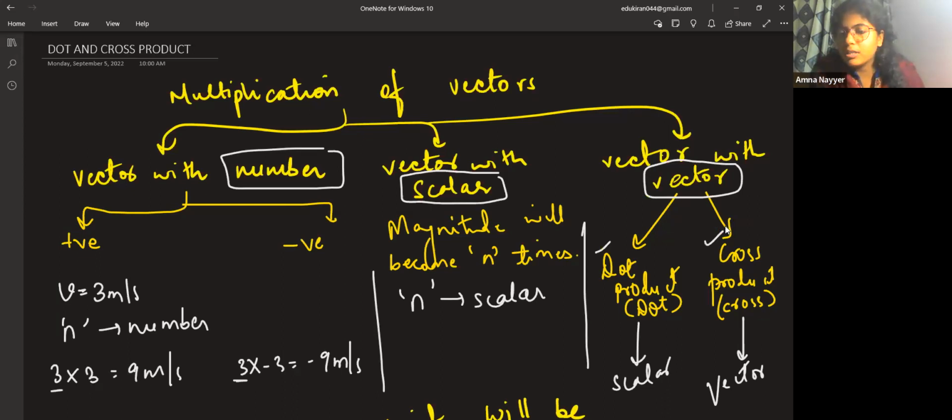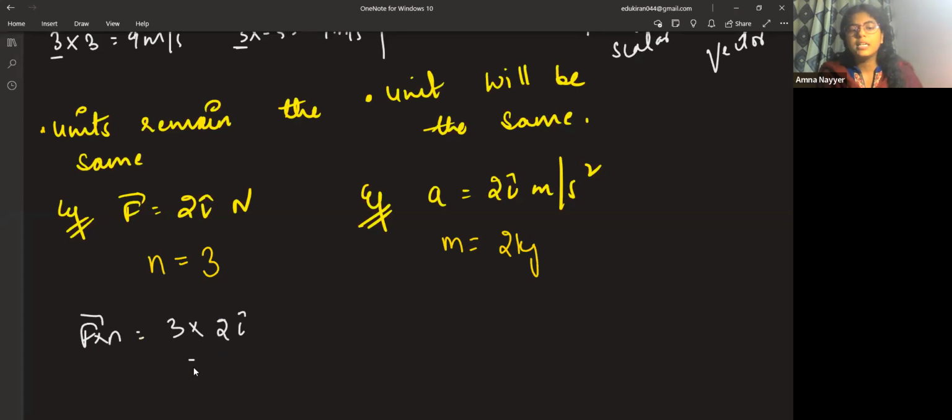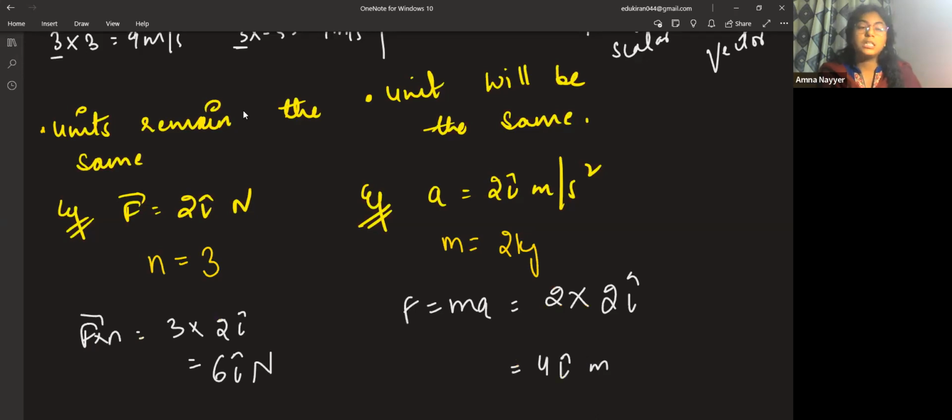Now we have to discuss dot product and cross product in detail. All right, and we'll be just discussing some things over here. Then as soon as the chapters will be passing by, the portions will be included within them. Like this, I was telling, unit remains the same, unit will be the same. Number is 3. So finally, f multiplied to n, that gives you 3 into 2 I cap. That makes it 6 I cap Newton. Or f is equal to ma, mass is 2, acceleration is 2 I cap, that makes it 4 I cap Newton.